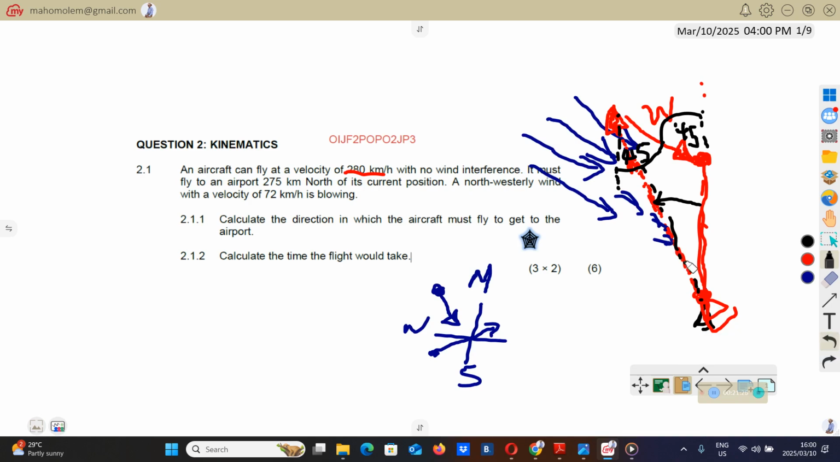Okay, good. So we can see the direction that we must take now. It's going to be between north and west. Yes, we can see the direction is northwest, but we need to be specific because this direction is still northwest, here is still northwest, here is still northwest. So to be specific, we have to find the angle.